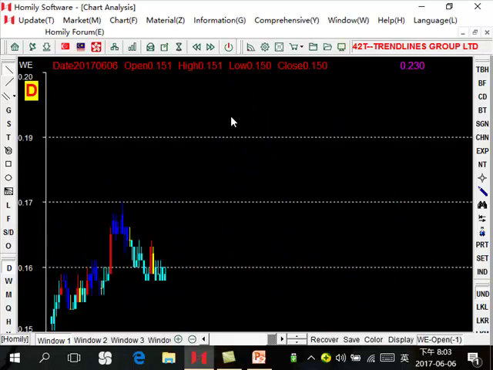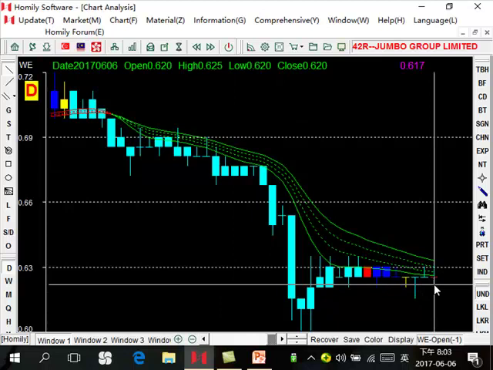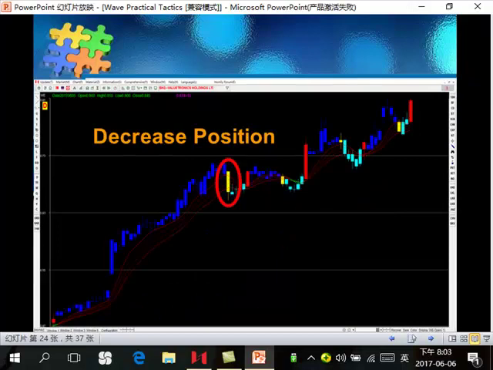Then we can see this one, sell or not? This one can buy or not? Cannot, because the green band, okay? So if you see the red band and the yellow candlestick, it is the decrease position, but not sell out, just decrease your position. Maybe you can sell one third position, it's up to you, okay? But no need to sell out.